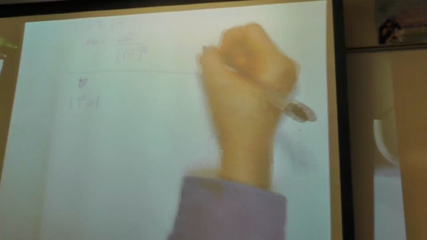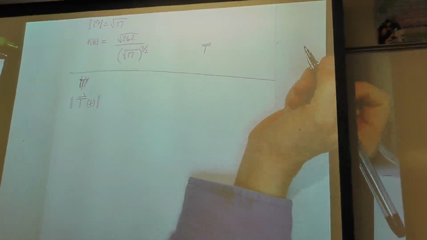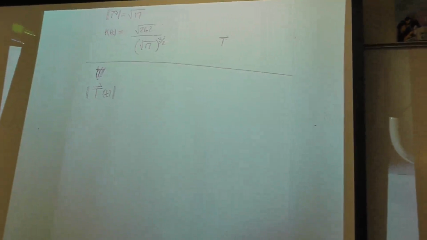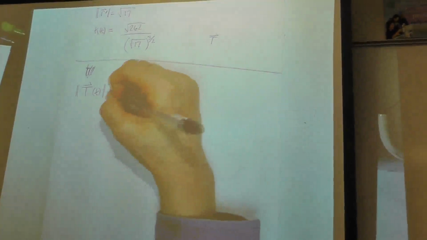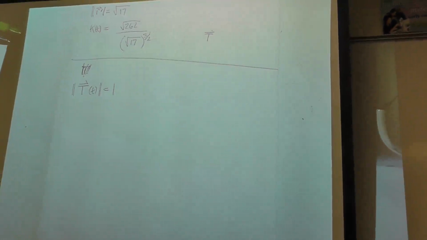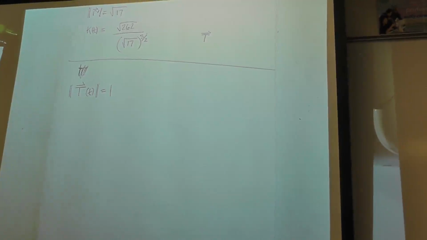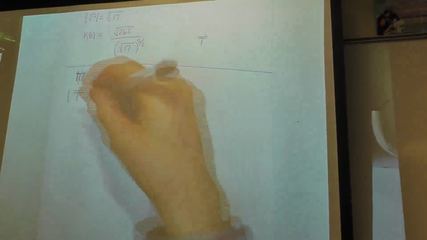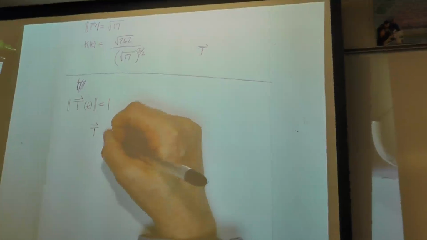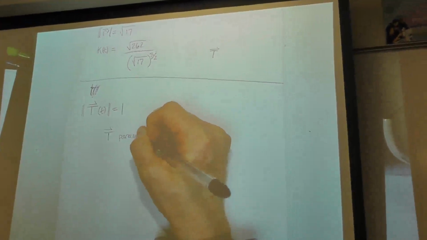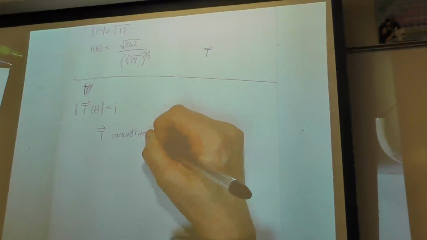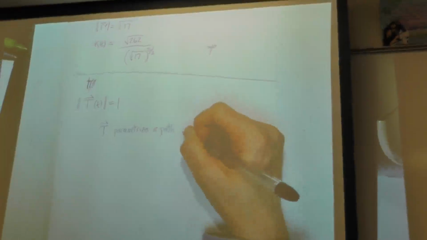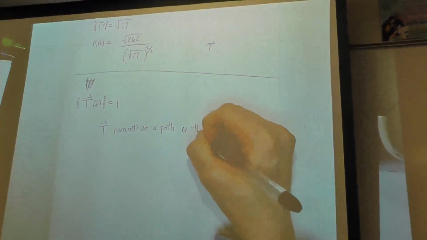Do you remember what you call this? The unit tangential vector. Unit. That word means something. Okay? So what this does is, amongst many other things, T parameterizes a path on the unit sphere.